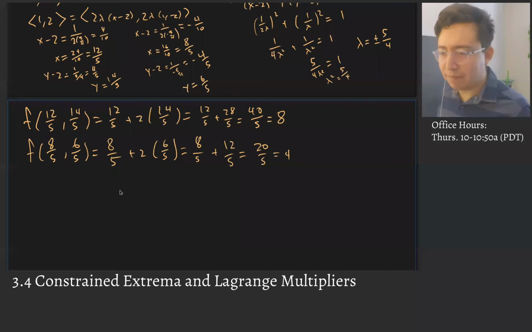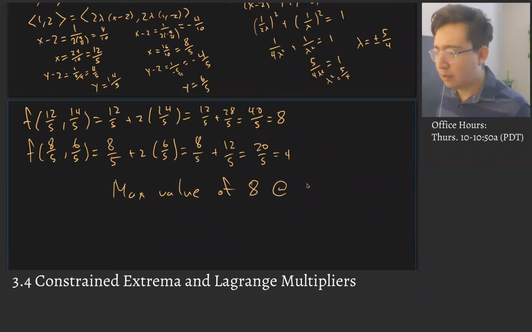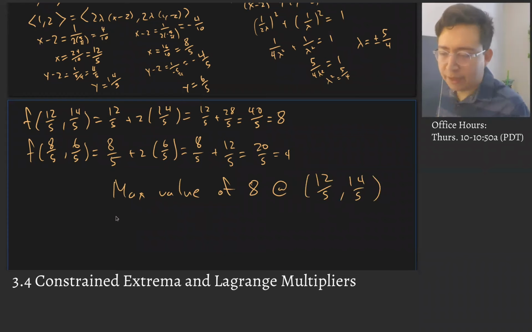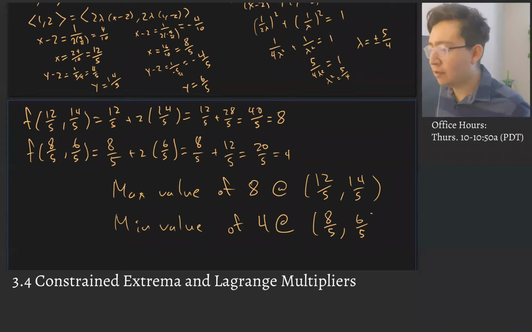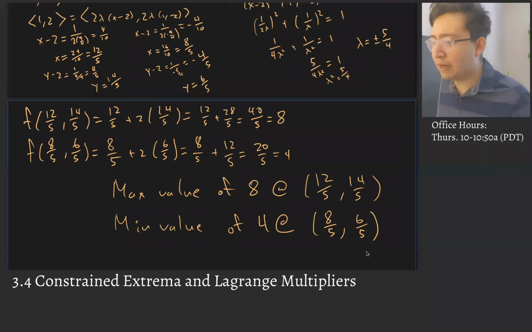So I'll just say we have a max value of 8 at 12 over 5, 14 over 5. And then the min value at the other one, at 8/5, 6/5. Cool. And that's how we find these extrema.